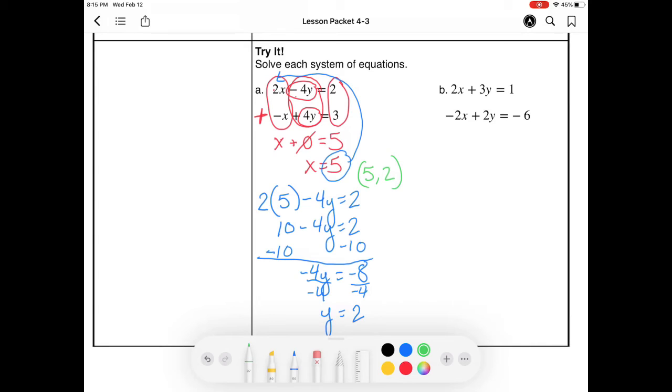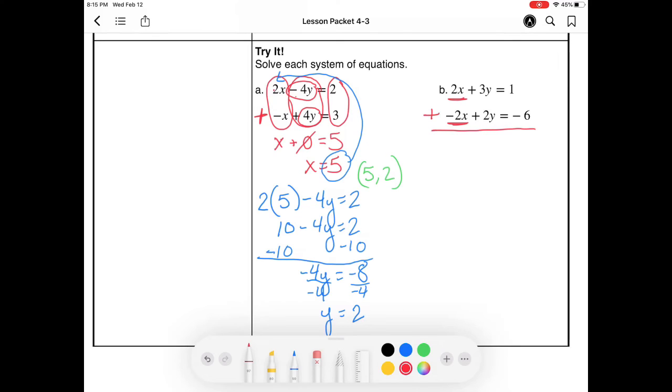All right, one more system of equations. We're going to move on to problem B. In problem B, our variable with the same number but opposite signs is x, because I have positive 2x and negative 2x. So I've identified those. This is a good problem for elimination. I'm going to add them together.